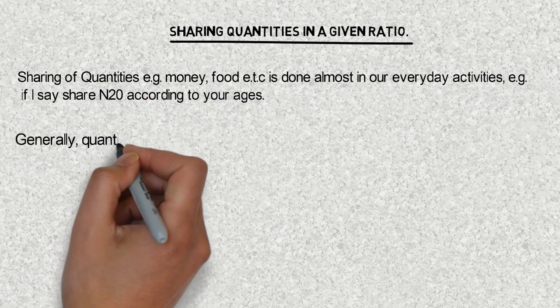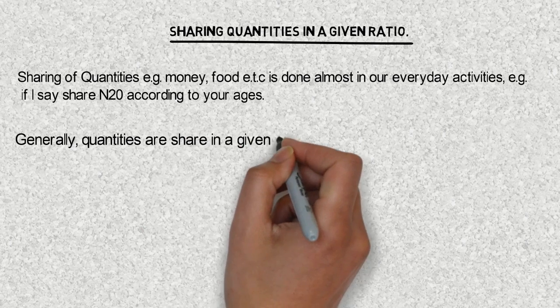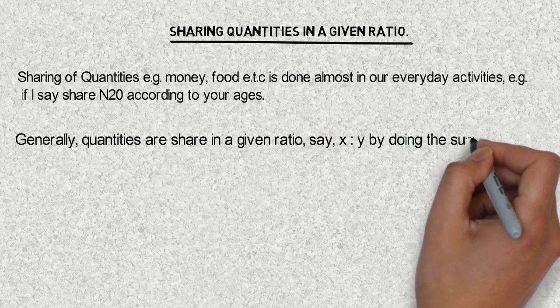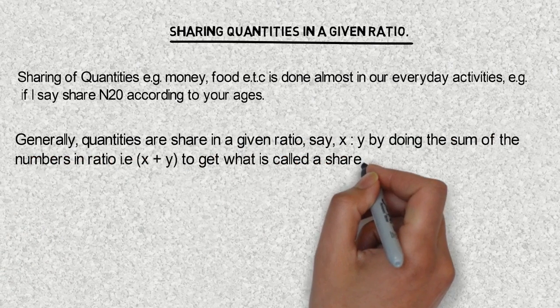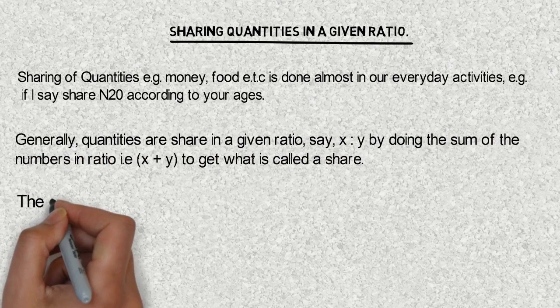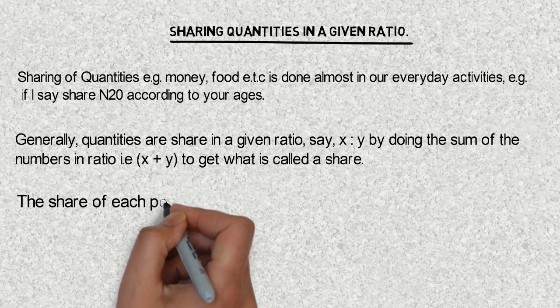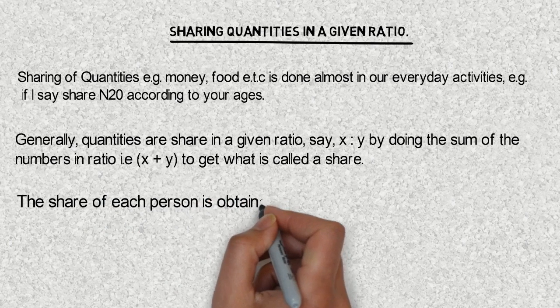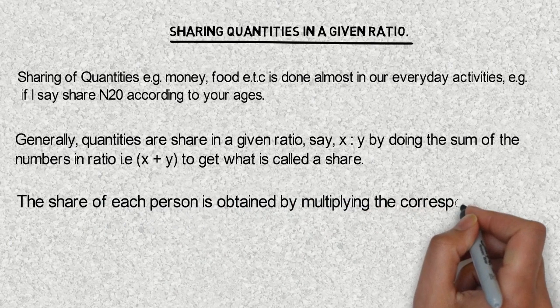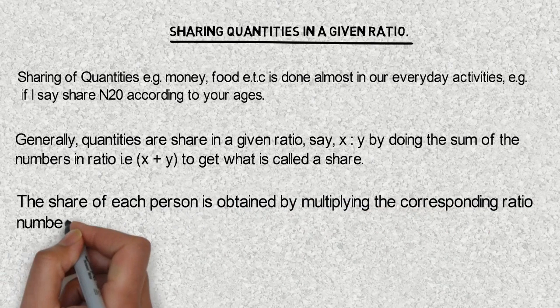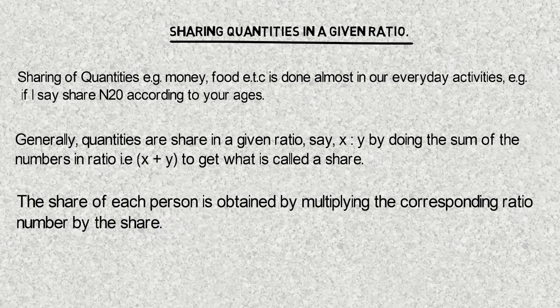Generally, quantities are shared in a given ratio, say x ratio y, by adding the numbers in the ratio, x plus y, to get what is called a share. The share of each person is obtained by multiplying the corresponding ratio number by the share. So how do we do this? Let's look at an example so that you can understand all I've defined above.